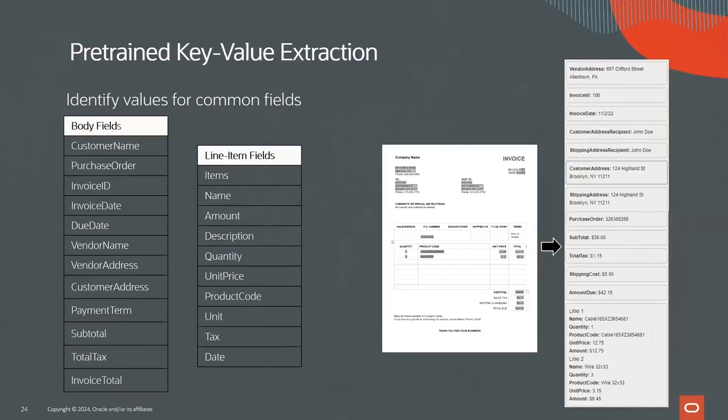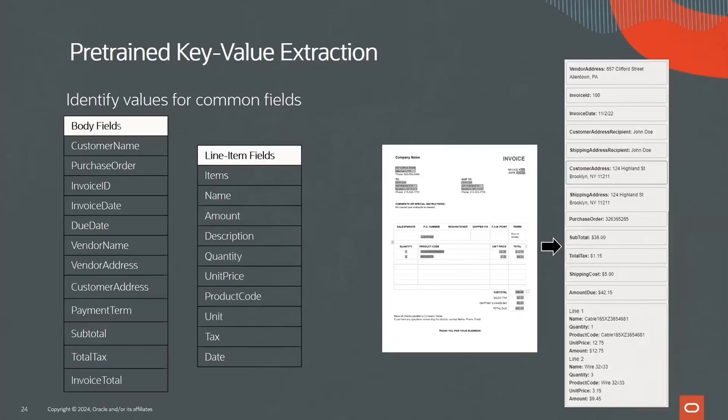Today, we will look at the pre-trained key value extraction. As I mentioned earlier, we have different pre-trained models for receipts, for invoices, where it has been trained on a massive amount of different types of invoices, receipts, or passports, and it will help you extract key values.